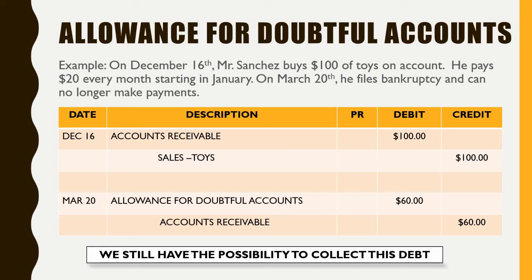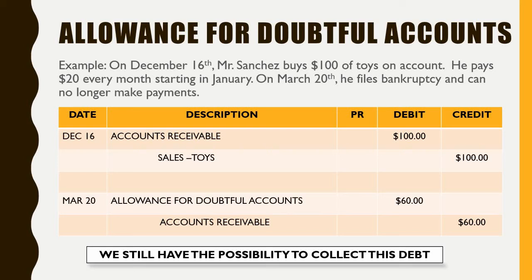So here, we're going to start from the very beginning, on December 16th. He places it on an account; he purchases from us a total of $100. We made sales to him. He bought toys and placed it on an account. January rolls around, and we reduce his accounts receivable because he's making his $20 payment. So in January, he made a $20 payment, and in February, he makes another $20 payment.